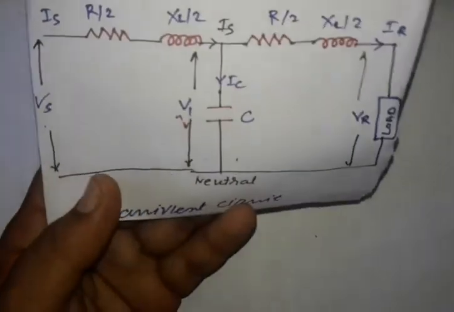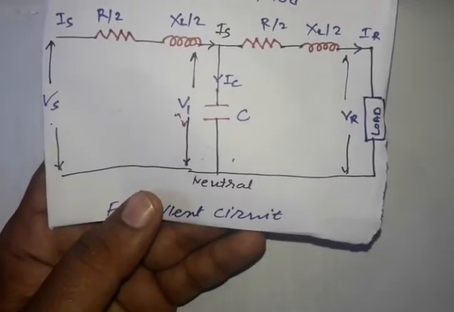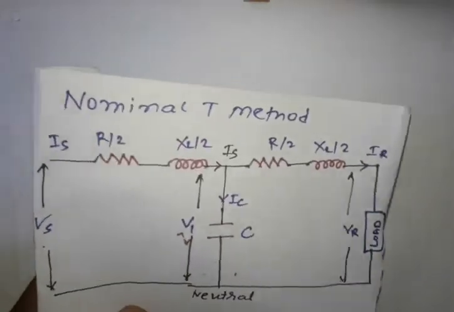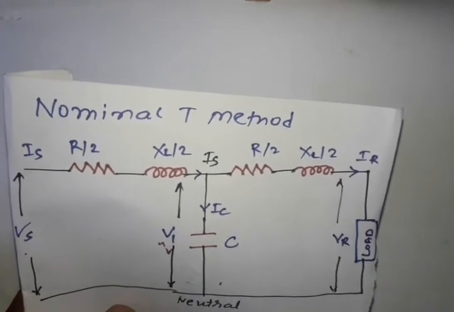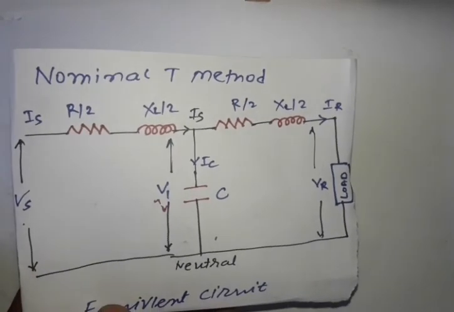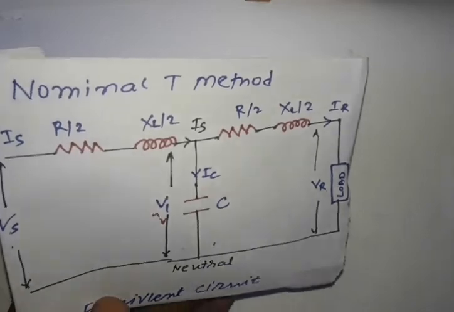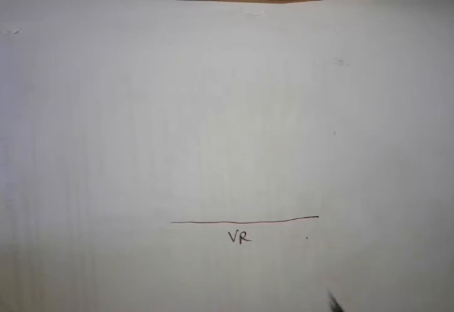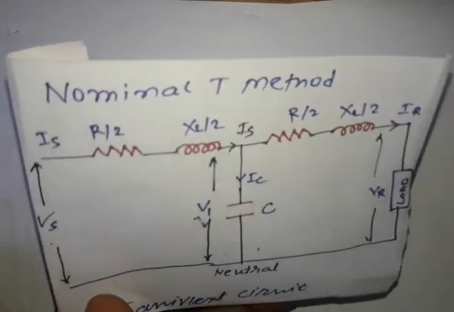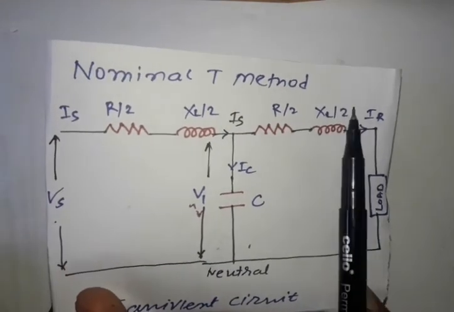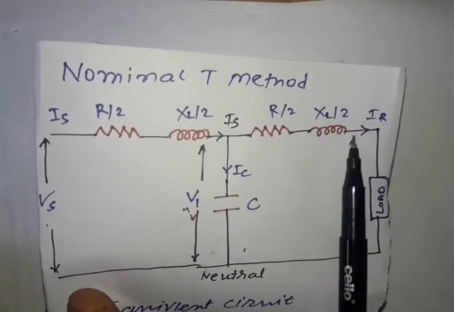First of all, from our equivalent circuit, we take Vr as the reference value. So we draw the first line Vr as a reference. The receiving end side current flowing is IR.